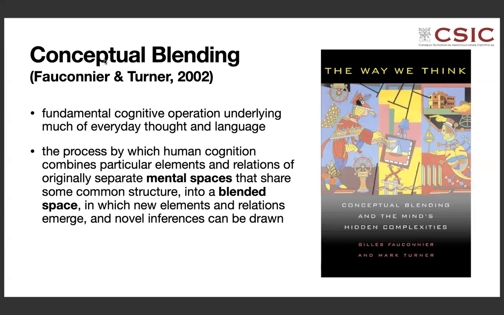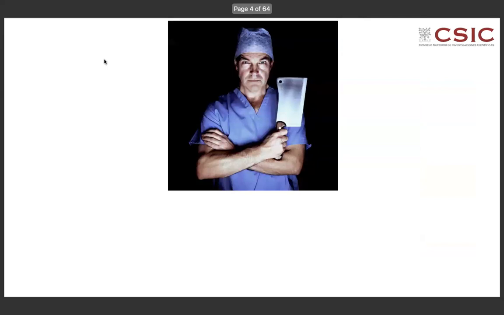For example, in the book they have written, The Way We Think, they describe many different kinds of examples of this conceptual blending. Let me give you one of these examples that have been used in the literature on conceptual blending to describe the basic elements that conceptual blending has. So imagine the idea of the surgeon as a butcher. When somebody says, this surgeon is a butcher, this is a conceptual blend of two different mental spaces.